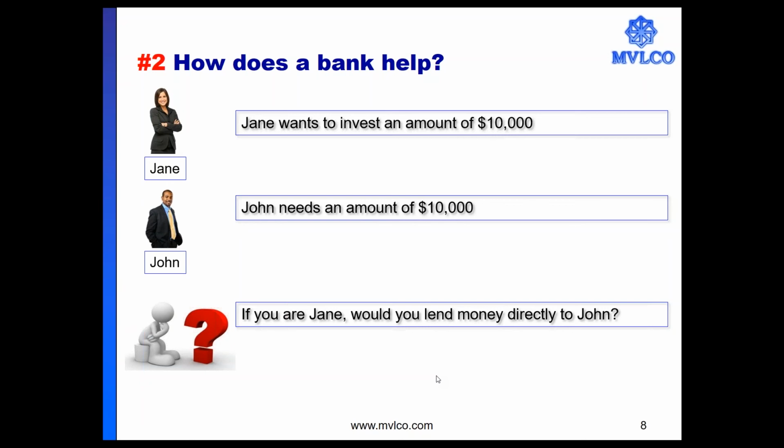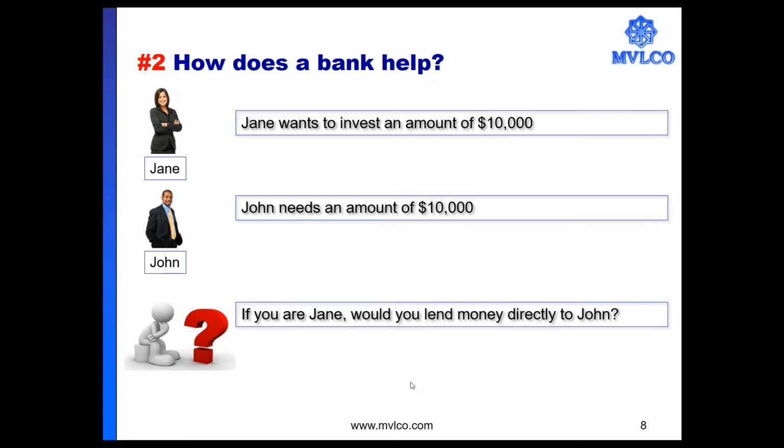Now, Putta says no. What about others? Manoranjan also says no, he will not lend. No assurance of return is what Putta says. Arjun also says no. The reasons could be, okay, so most of you are saying no. Let me explain why a couple of you may be saying no. Number one, Jane may not know John.